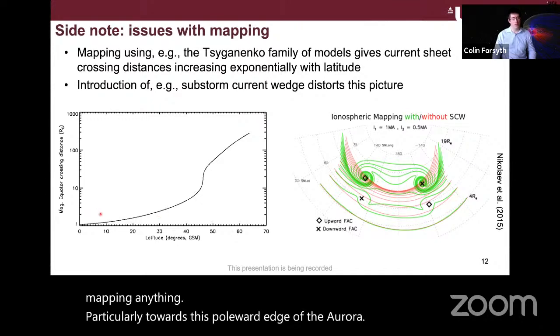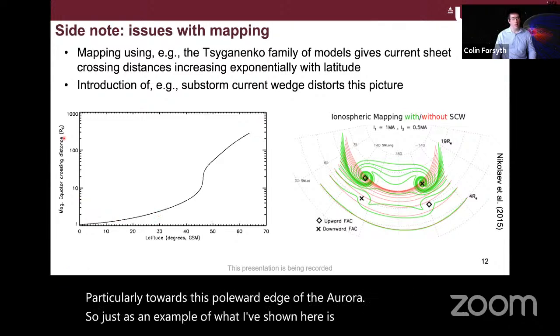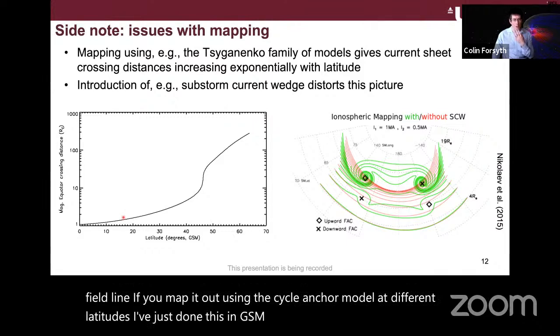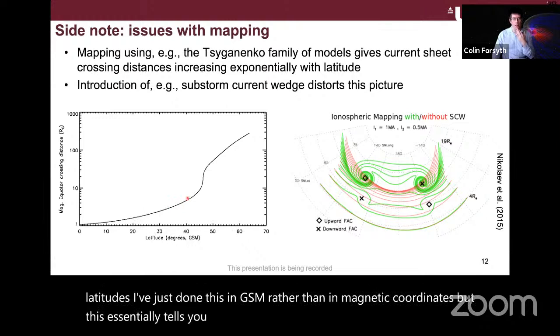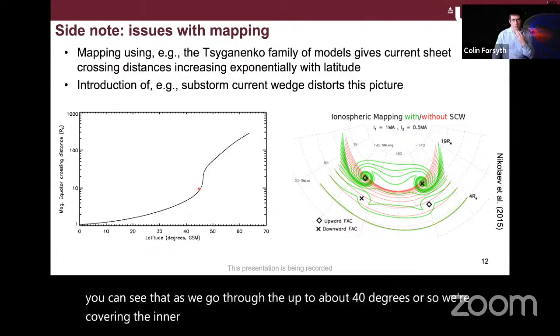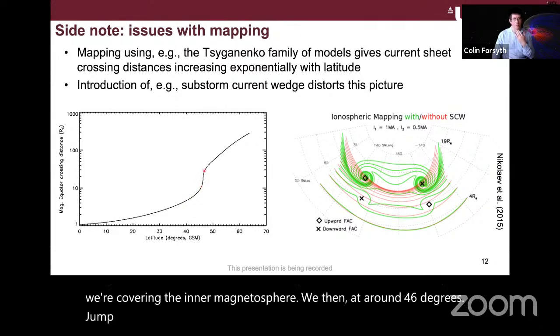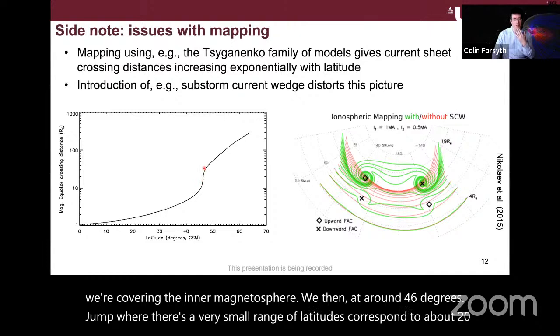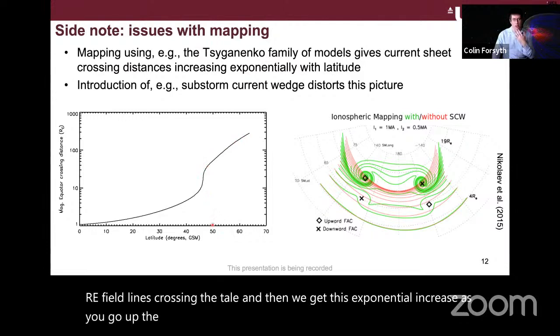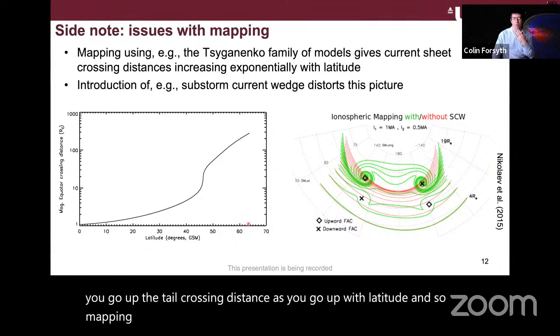So just as an example, what I've shown here is the crossing distance of a field line, if you map it out using the Tsyganenko model at different latitudes. I've just done this in GSM rather than in magnetic coordinates, but this essentially tells you the latitude above the magnetic equator. And you can see that as we go up to about 40 degrees or so, we're covering the inner magnetosphere. We then, at around 46 degrees, get a jump where a very small range of latitudes corresponds to about 20 RE of field lines crossing the tail. And then we get an exponential increase of the tail crossing distance as you go up with latitude. And so mapping anything out from this region is very difficult.